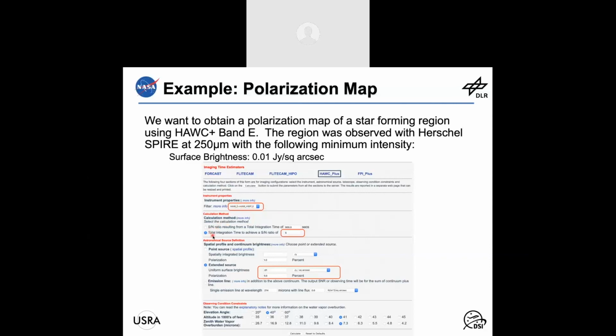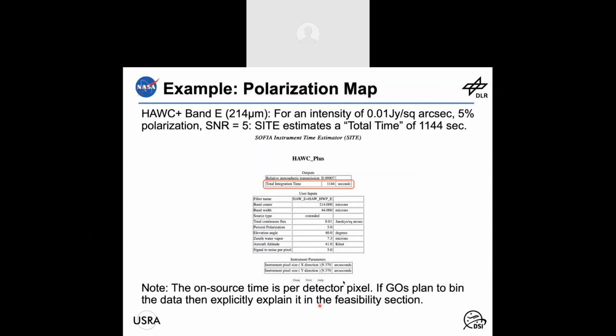Again, we want to get a signal-to-noise ratio of at least 5, so we're going to estimate how long it will take to achieve that. In this example, we're doing an extended source. As I've just assumed, let's say a 5% polarization fraction for this region. And the minimum surface brightness that we're observing is 0.01 Janskys per square arcsecond. Just make sure you've selected the correct units for your surface brightness. We'd click calculate, and this is the output screen for that calculation.